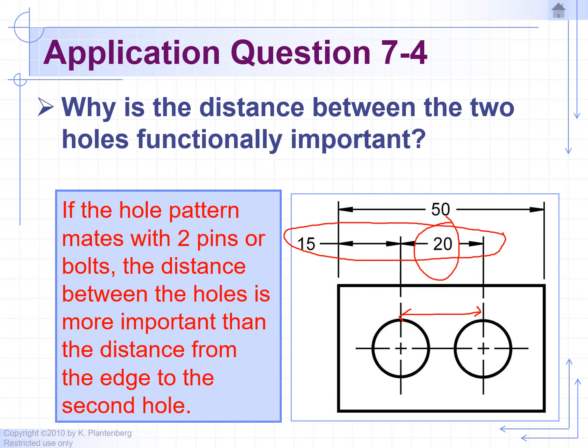Yeah, the first dimension will be off of the datum. So here we have the datum, 15 units from the edge to the center of the hole. But from there on, we'll use continuous dimensioning to guarantee that the hole pattern on this first part matches the hole pattern on the second part.